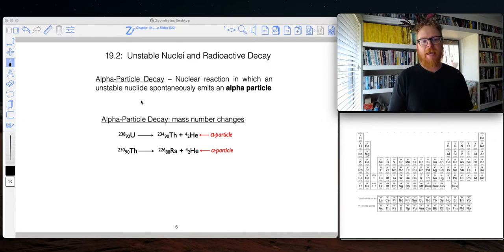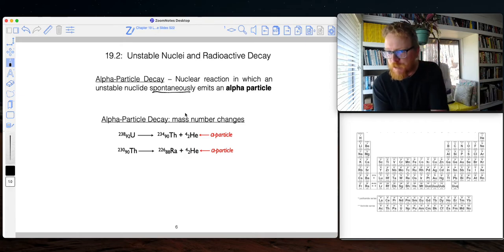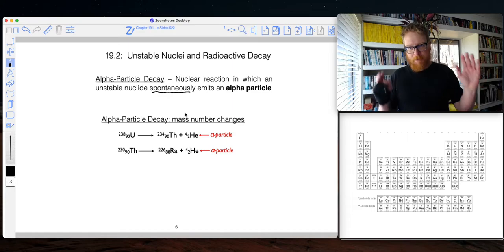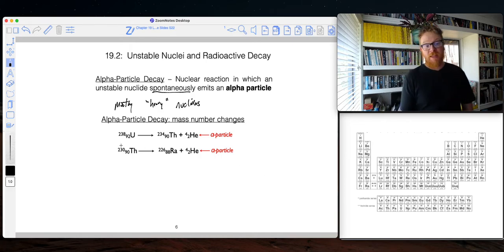So alpha particle decay. This is a nuclear reaction in which an unstable nuclide spontaneously emits an alpha particle. So we note spontaneously, right? So delta G for this process is negative. It just happens, okay? And so this is mostly what I'll say, heavy nuclides. And by the heavy nuclides, I'm talking about things like uranium or thorium, right?